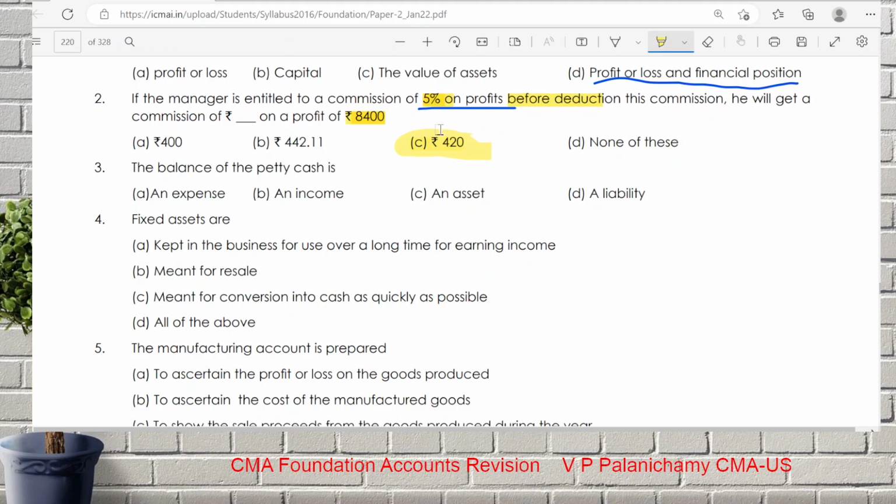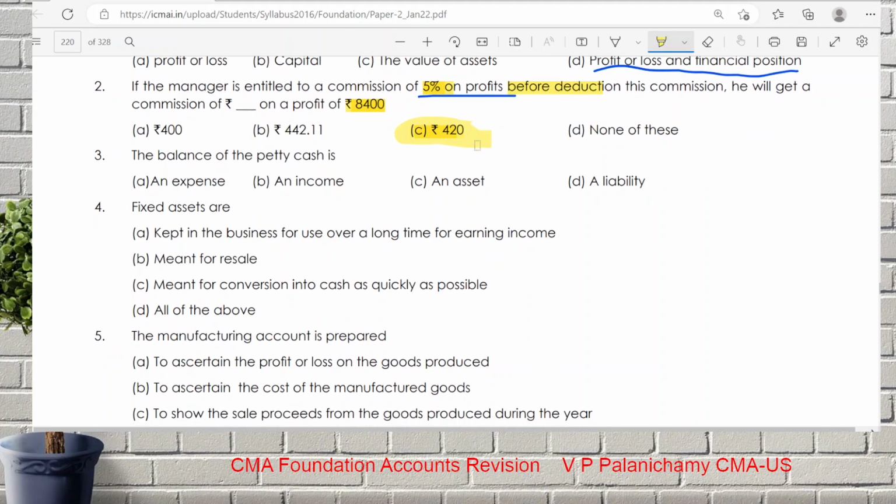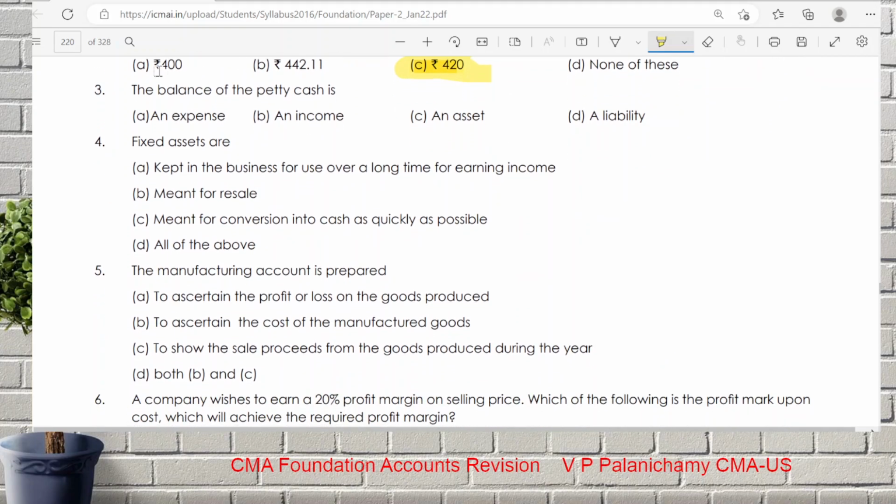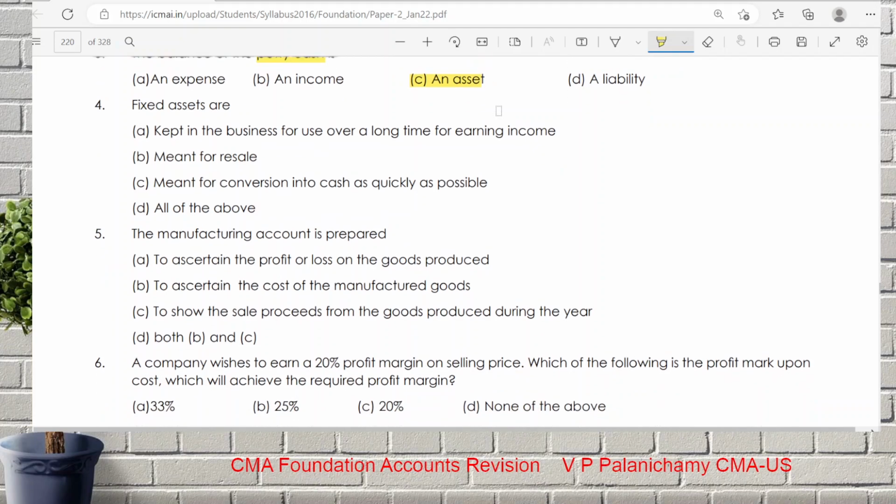8,400 into 5%, Syed. Okay, 5%. Then balance in petty cash is in petty cash balance asset. What is the cash balance? Cash in hand is what? Asset. Any cash balance is an asset.